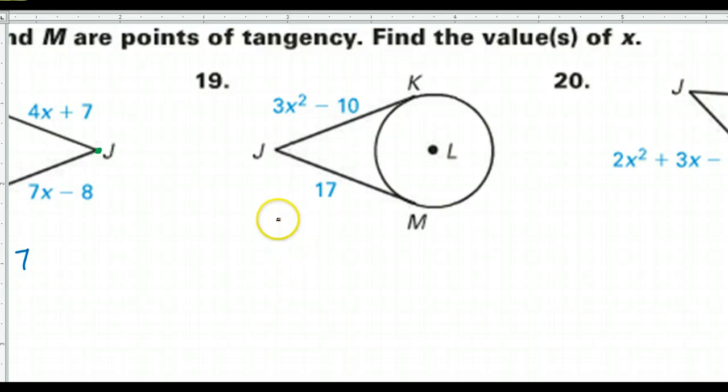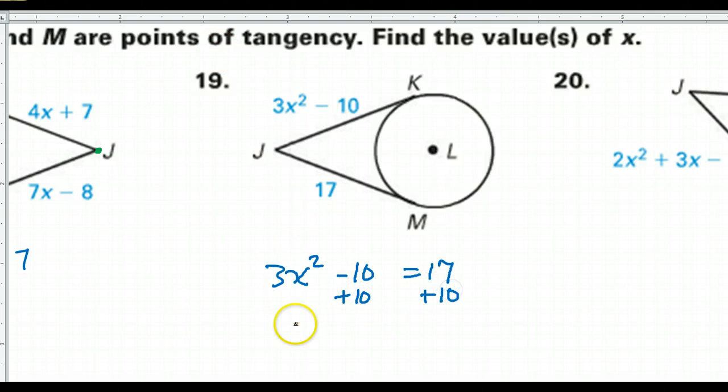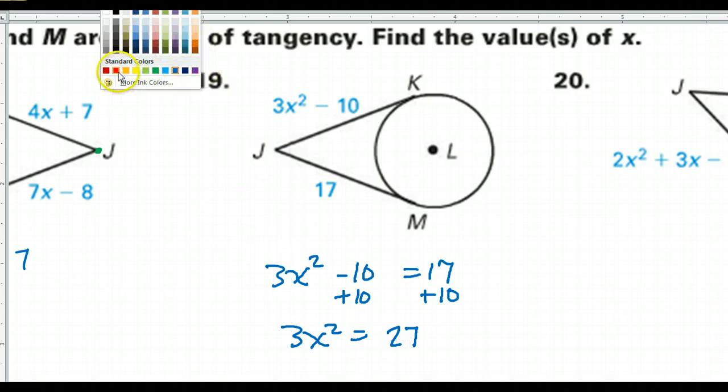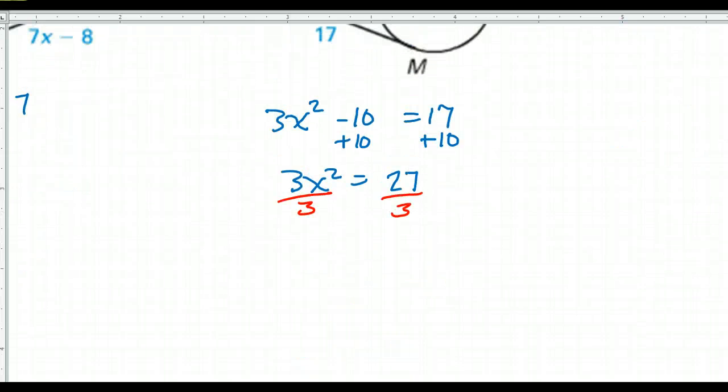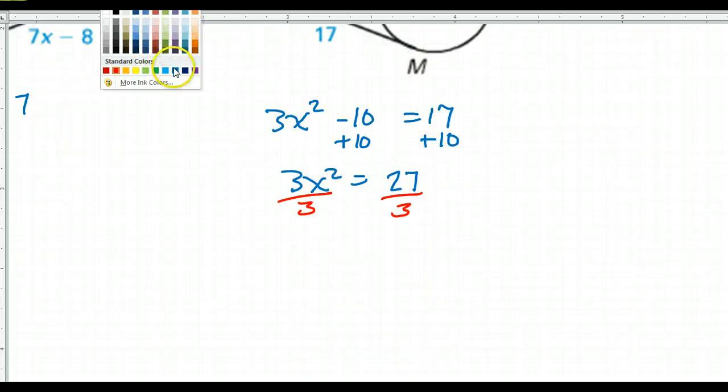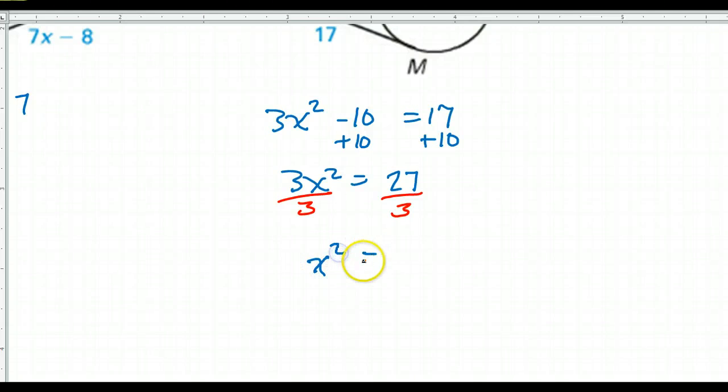Similarly, okay, but not quite so easy, these two will be equal to each other. So that means 3x squared minus 10 is equal to 17. Let's see how this turns out. Let's add 10 to both sides. So that'll give me 3x squared is equal to 27. Let's go ahead and divide both sides by 3, like so. And that is going to give me x squared is equal to 9. All right, that's not too bad.